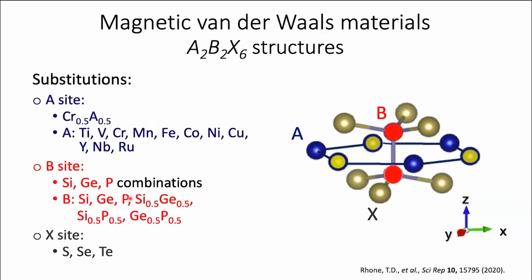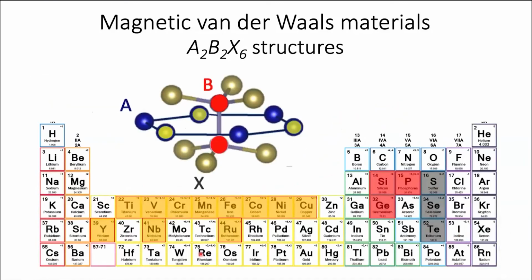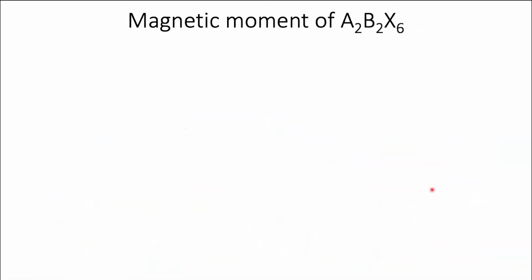This is a little bit more detail on how the atoms were chosen for the chemical substitutions. A sites were chosen like this, B site like this, and all X sites were basically replaced with sulfur, selenium, or tellurium. This is visually how the substitutions are made, the A sites, B sites, and the X sites. Okay, so then you can do the calculations.